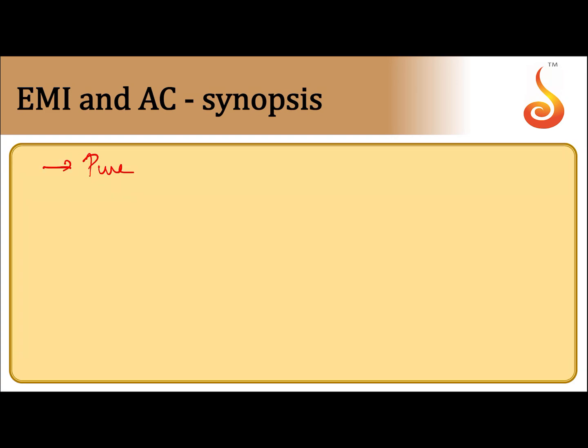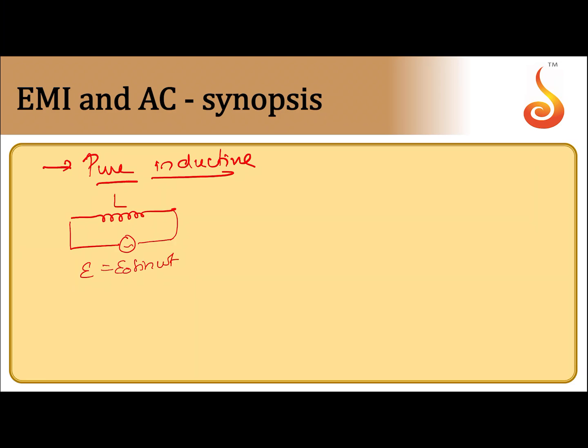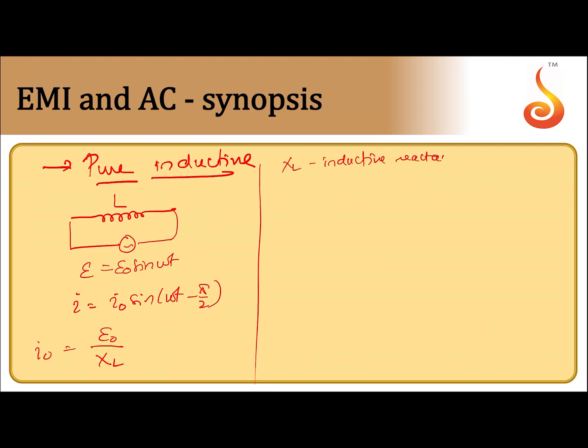If I consider a pure inductive circuit, you have an inductor across which an alternating EMF of E naught sin omega t is applied, and L is the inductance. As a result, you get current as I naught sin omega t minus pi by 2, where I naught is given by E naught divided by XL, where XL is what is called the inductive reactance, given by 2 pi FL or omega L. So in this case, you notice that EMF leads the current by pi by 2.